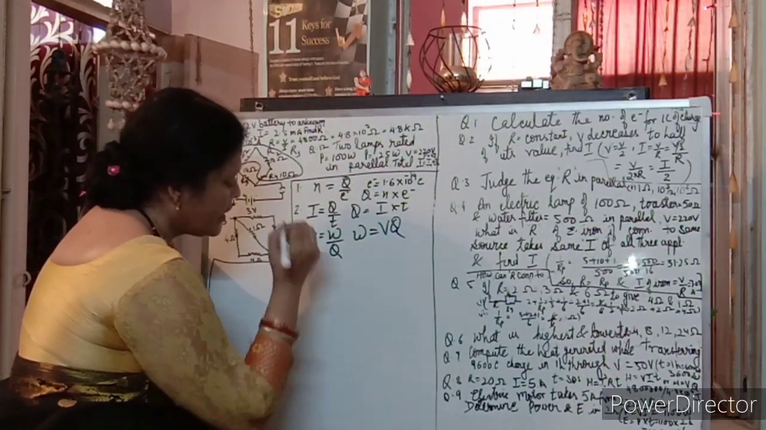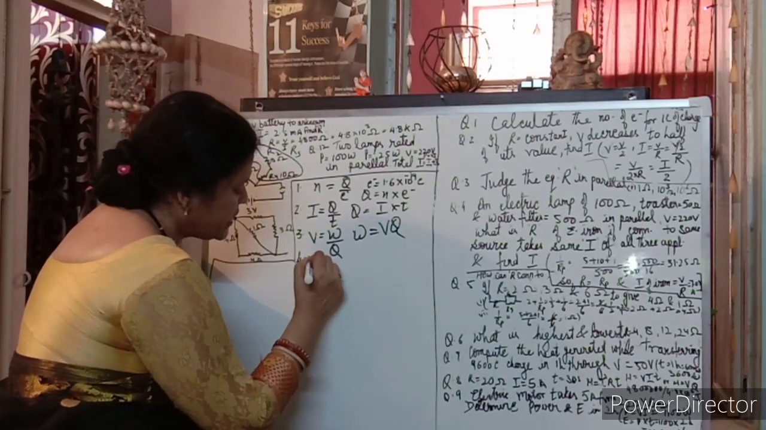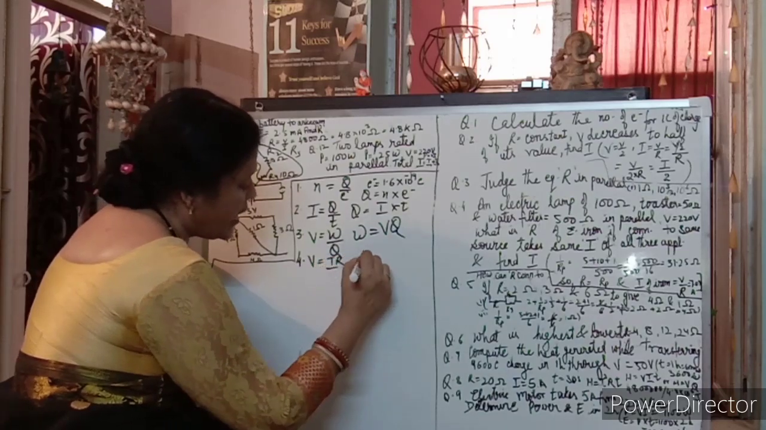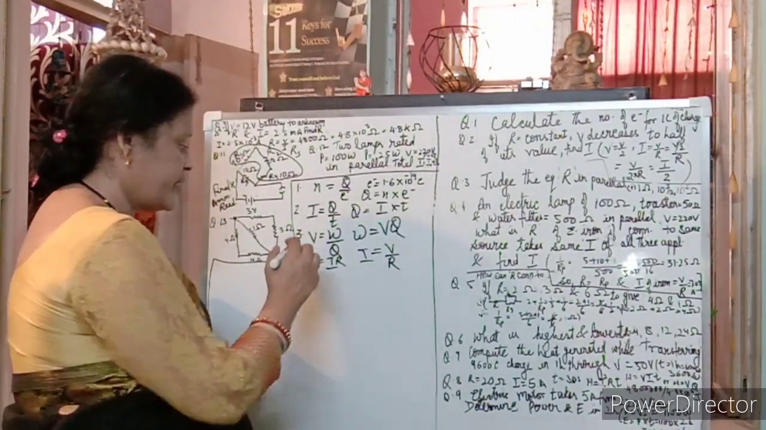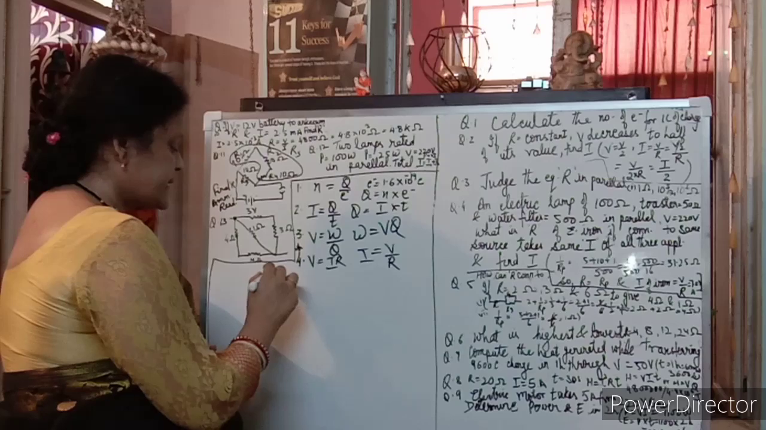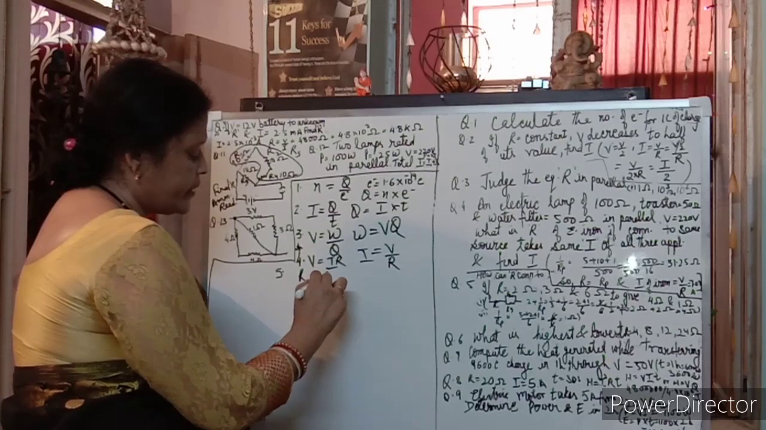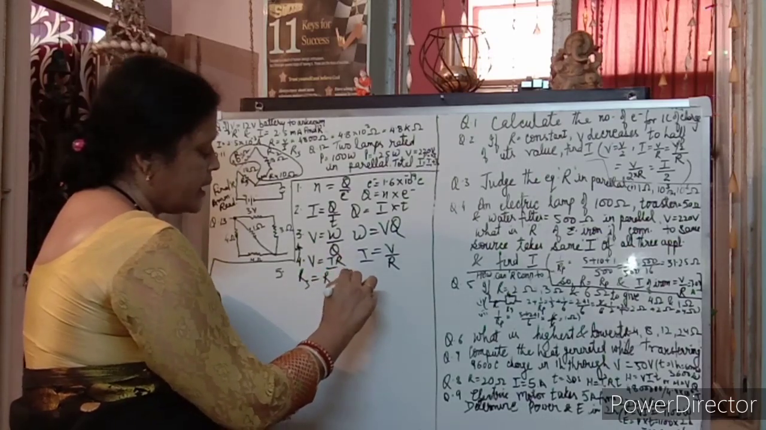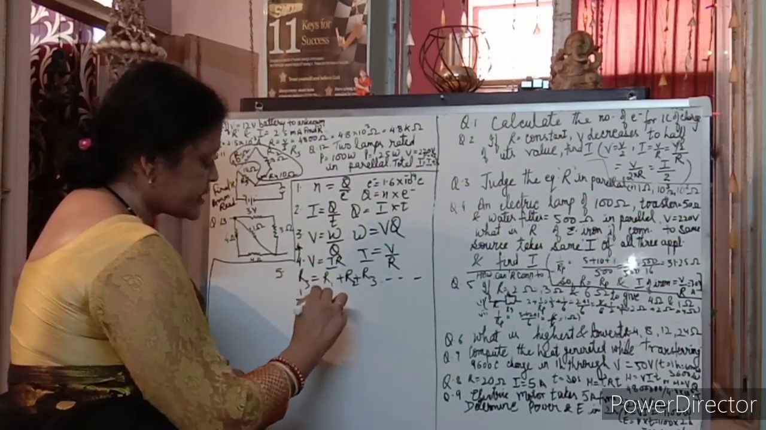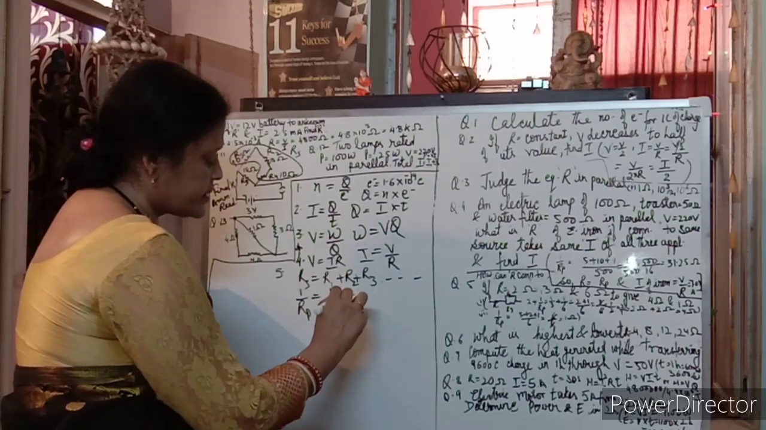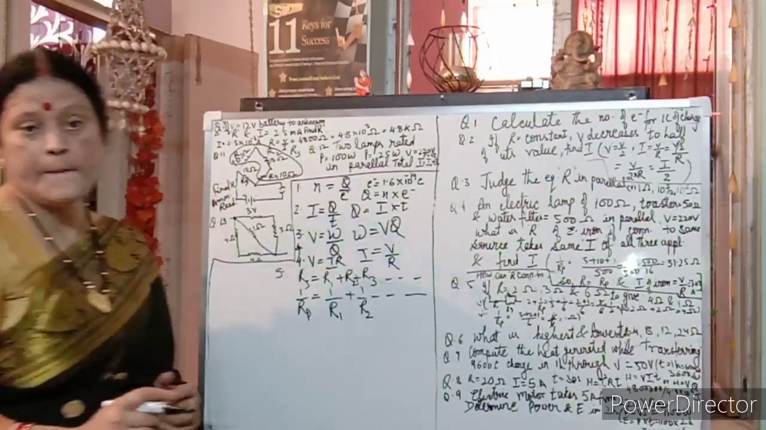Now fourth, it was Ohm's law. That is, V is equal to IR. So I is equal to V upon R. Correct? The magical formula. Very, very important. Next is 5, series and parallel. Rs is equal to R1 plus R2 plus R3 and so many resistors. For resistance in parallel, 1 upon Rp is equal to 1 upon R1 plus 1 upon R2 plus so many. Clear?